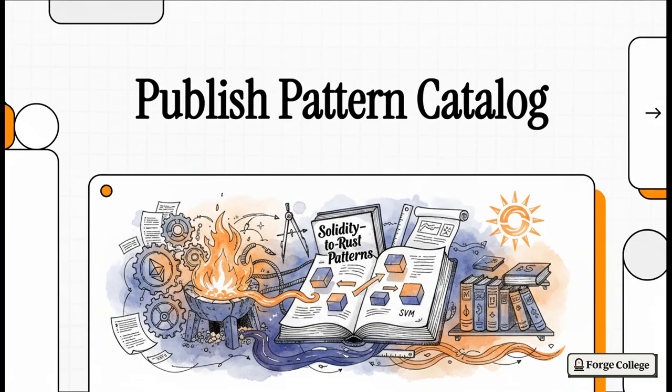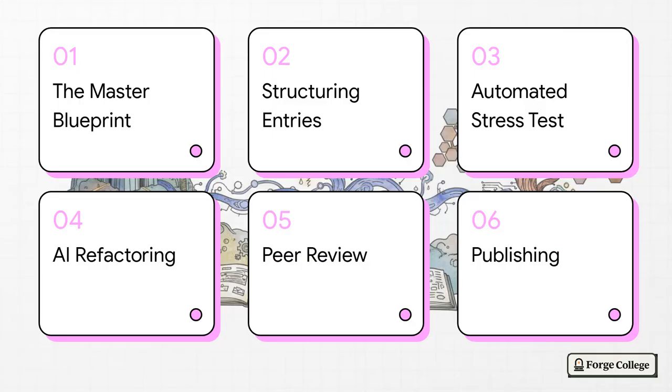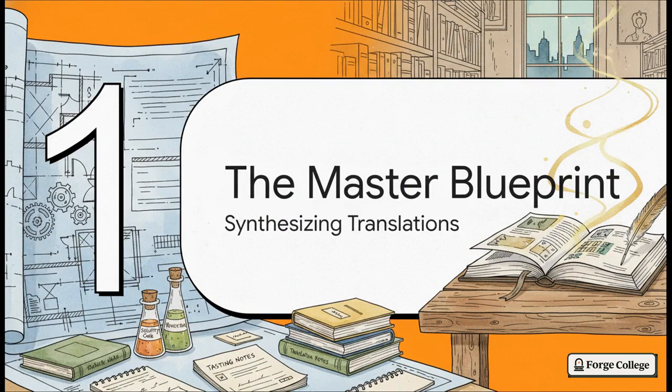We are synthesizing all of your hard work into a final, published master blueprint for transitioning from Ethereum to Solana. We're going to assemble and publish the Solidity-to-Rust and Anchor pattern catalog. Think of this explainer as the table of contents for an engineering cookbook. We'll be hitting 6 key steps today: the master blueprint, structuring entries, the automated stress test, AI refactoring, peer review, and finally publishing. All right, let's dive into Section 1, the master blueprint.